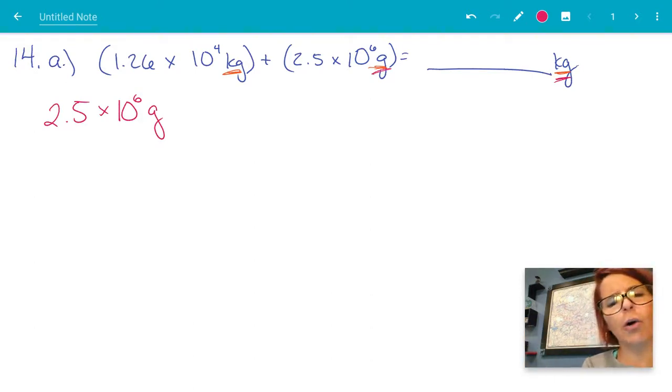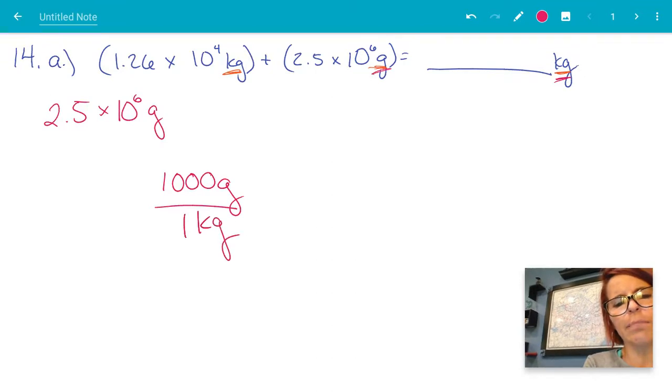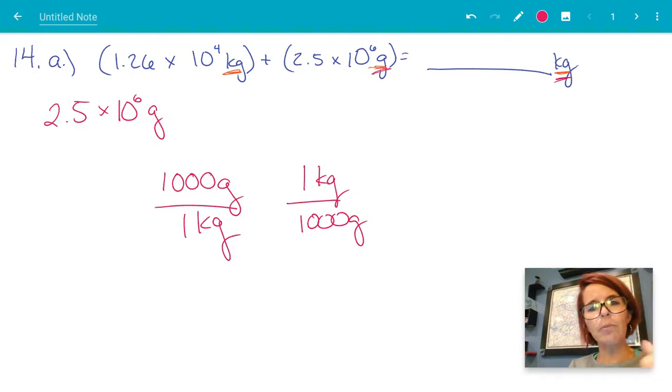So you should know that for every 1,000 grams, you have 1 kilogram. And when you write it like that, that's called a conversion factor. You can also write it the opposite. You can say for every 1 kilogram, there are 1,000 grams. Well, I want you to use one of those conversion factors in order to convert the grams into kilograms. And this is where students get stuck. They don't know whether they're supposed to multiply by 1,000 or divide by 1,000 the number that they have there.